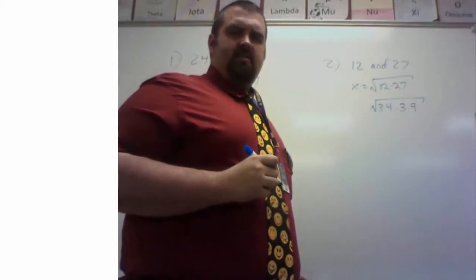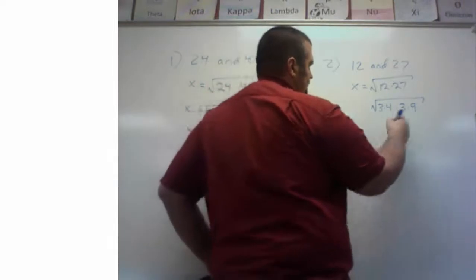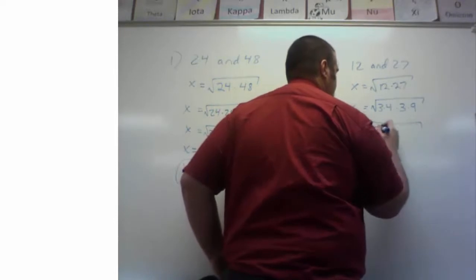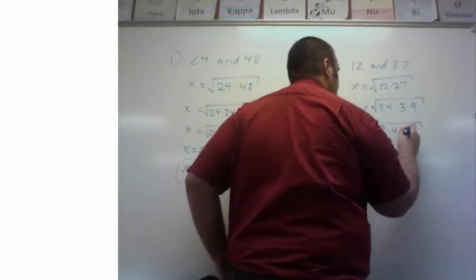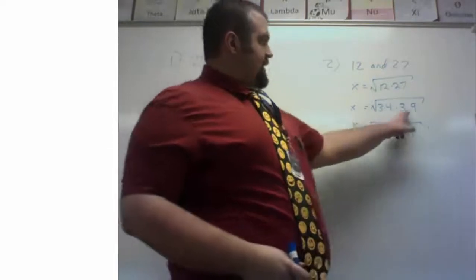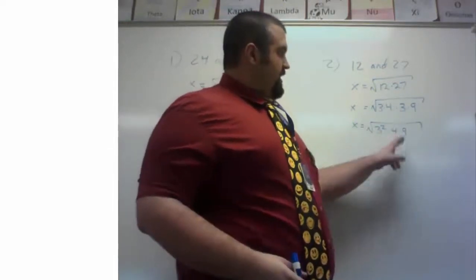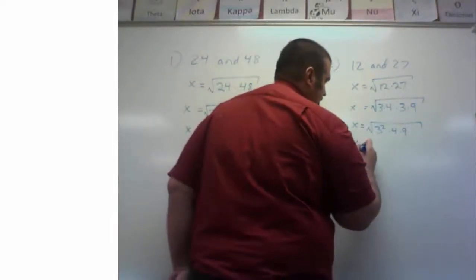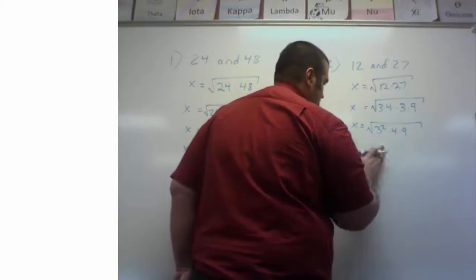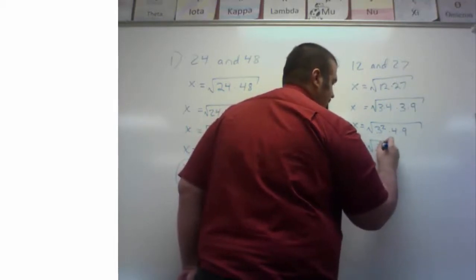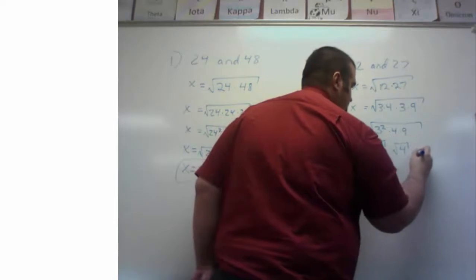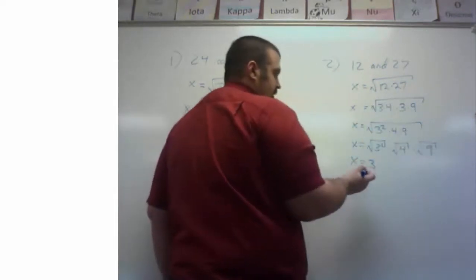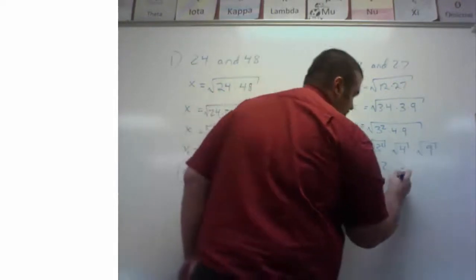Hold on a second. Let me rearrange these a little bit. This really is 3 squared, 3 times 3, times 4 times 9. Because it's multiplication, I can break up all the parts. So this is the, x equals the square root of 3 squared times the square root of 4 times the square root of 9. So what you're telling me is x is equal to 3 times 2 times 3.